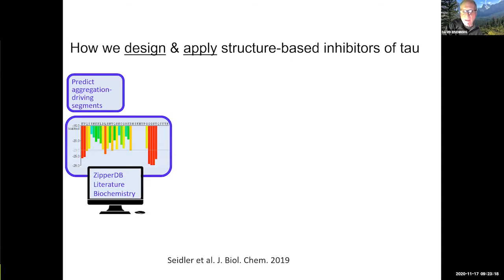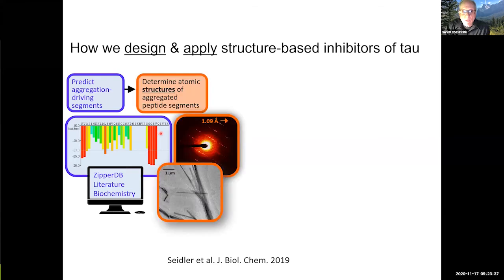First of all, we predict which segment of tau is an adhesive segment. We have an algorithm for that. These red bars show the part of the sequence that's likely to be an adhesive segment. And then we synthesize that segment. We grow crystals of it. We determine the atomic structure of the crystals. The crystals are almost invariably small. So this shows a typical crystal where they're just micrometers.